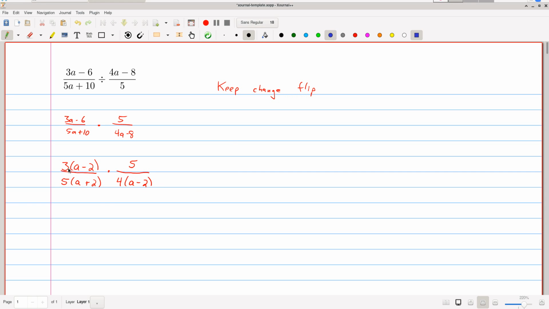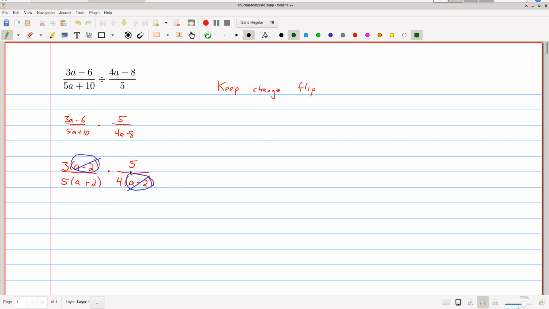So I'm going to go through one piece at a time. 3, I don't see anything in the denominator that can cancel with 3. So we'll move to the next term, the next factor. A minus 2, I see we have another a minus 2 in the denominator, so these are gone, they reduce out.